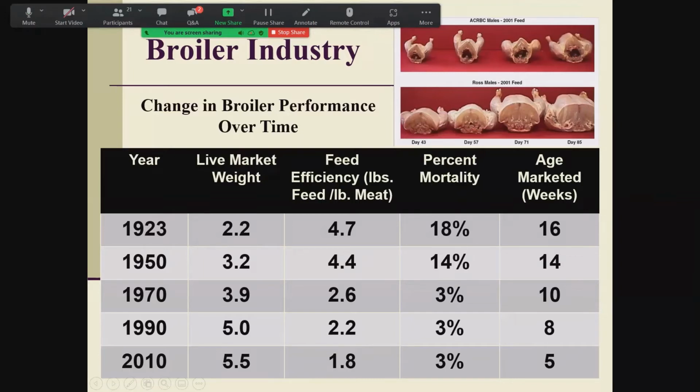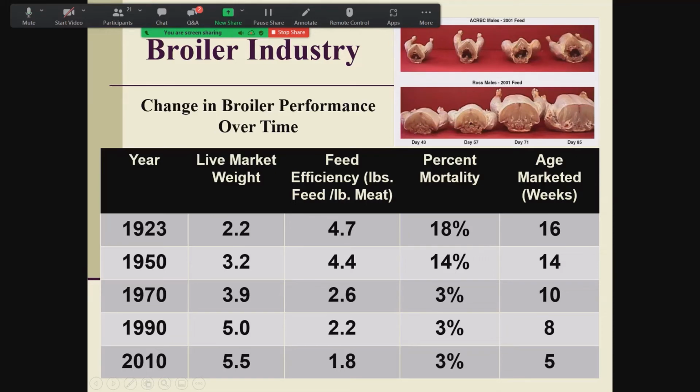Just to show you, North Carolina State kept some old Arbor Acres birds, the 1957 Arbor Acres birds. What they did is they kept that line intact. They didn't allow it to improve. They kept it right where it was forever. And they take the Ross birds from 2001, and they used a commercial diet, where we've learned a lot about mixing diets for optimal growth. They fed the old 1957 Arbor Acres birds, and they fed the 2001 Ross males on the standard feeding.